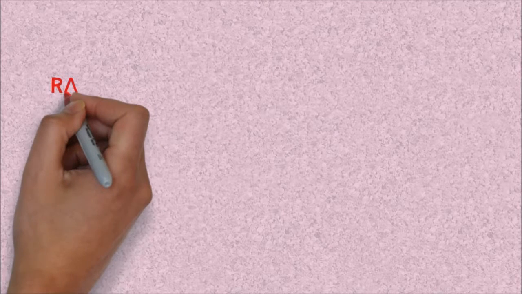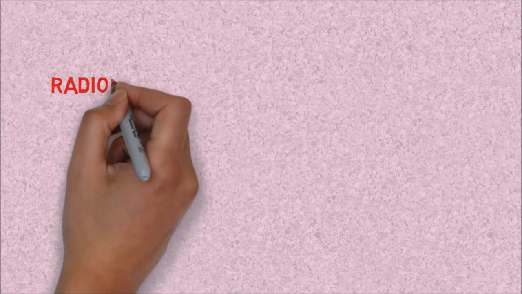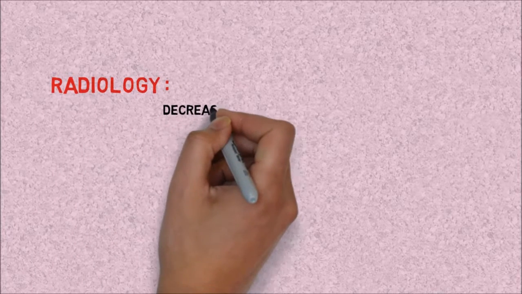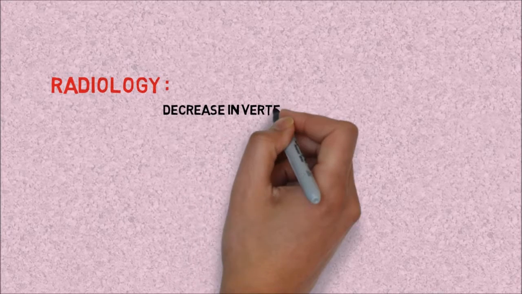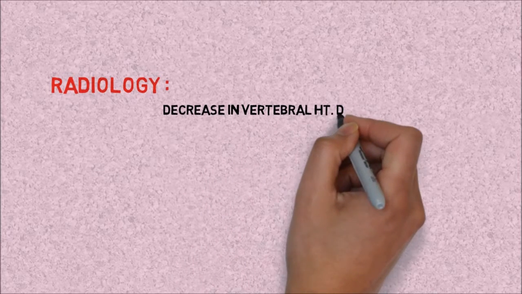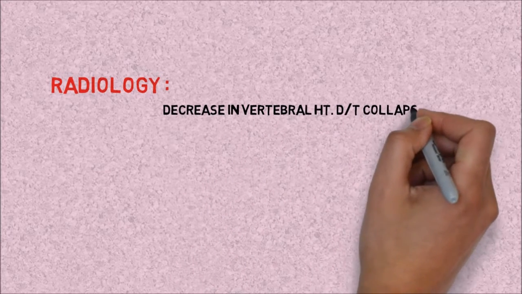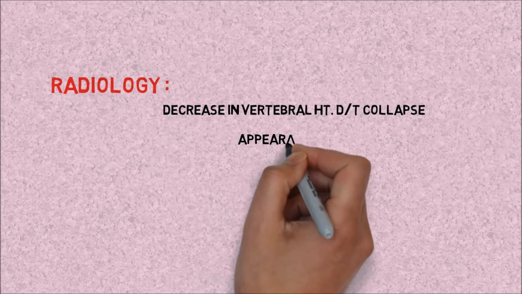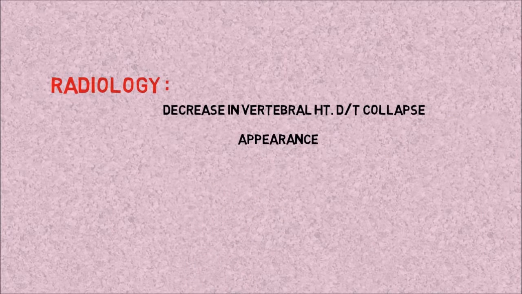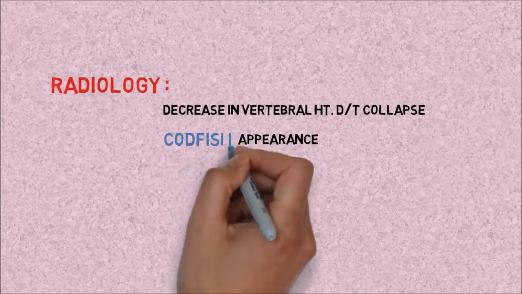Another important thing is that the vertebrae are the most commonly affected areas in osteoporosis. So due to this, in radiology, we find that the vertebral height decreases due to collapse of the bone. The codfish appearance is typically seen in osteoporosis and can be seen in other diseases also.